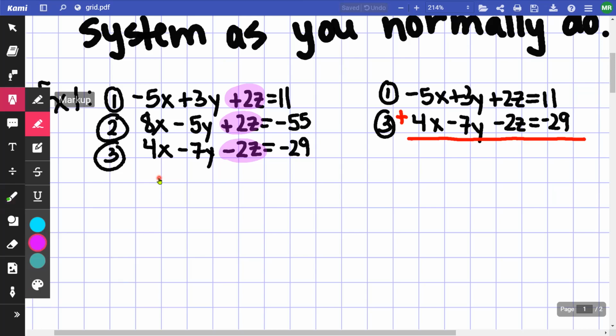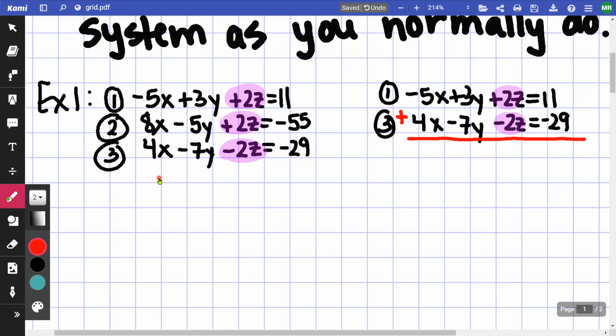And what's going to happen is my positive 2z and my negative 2z are going to cancel each other out. And what I'm going to get is negative x minus 4y is equal to negative 18. Now, I'm going to call this equation 4 just so I can refer back to it.